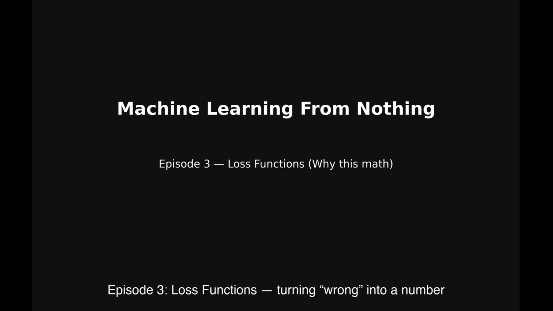We have a linear model from last episode. It takes an input and outputs a guess, but we still haven't said what it means to be good at guessing. If we don't define good, there's nothing to improve. Today is about inventing that definition from scratch, a loss function, a single number that measures how wrong our model is.